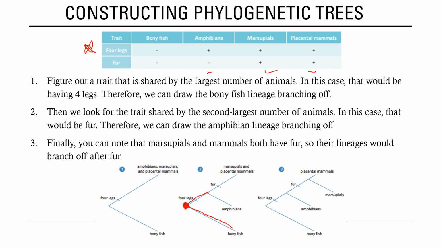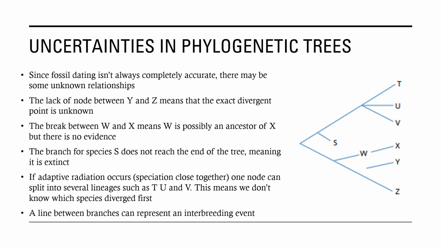Then we would go off and diverge our amphibians, who have 4 legs but no fur. And then by the end of it, we'll have 2 equal nodes here for our mammals and our marsupials. So it's really just about finding the divergent points between species, and we can often do this by seeing who has the most complex traits and who hasn't evolved those complex traits for a very long time.